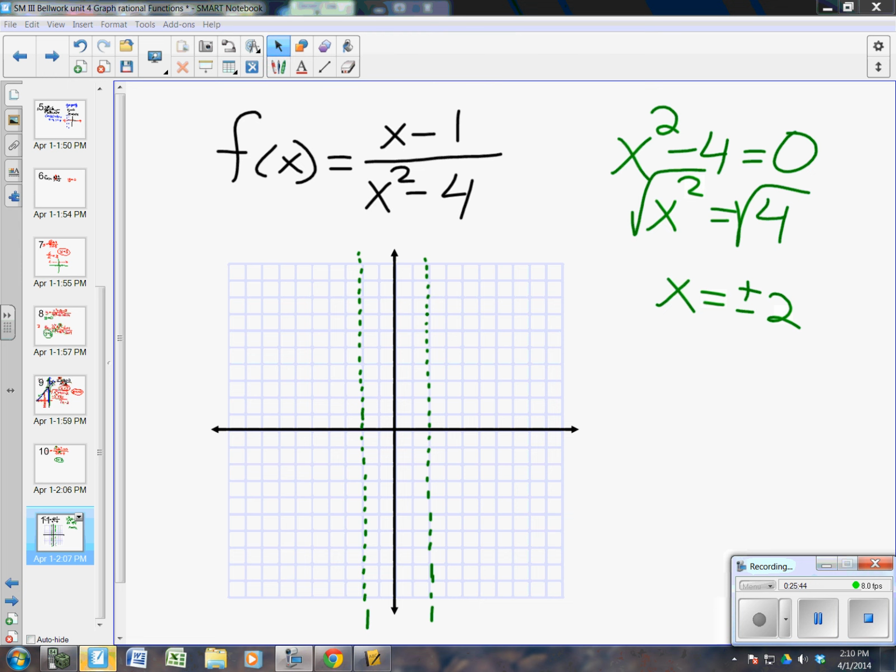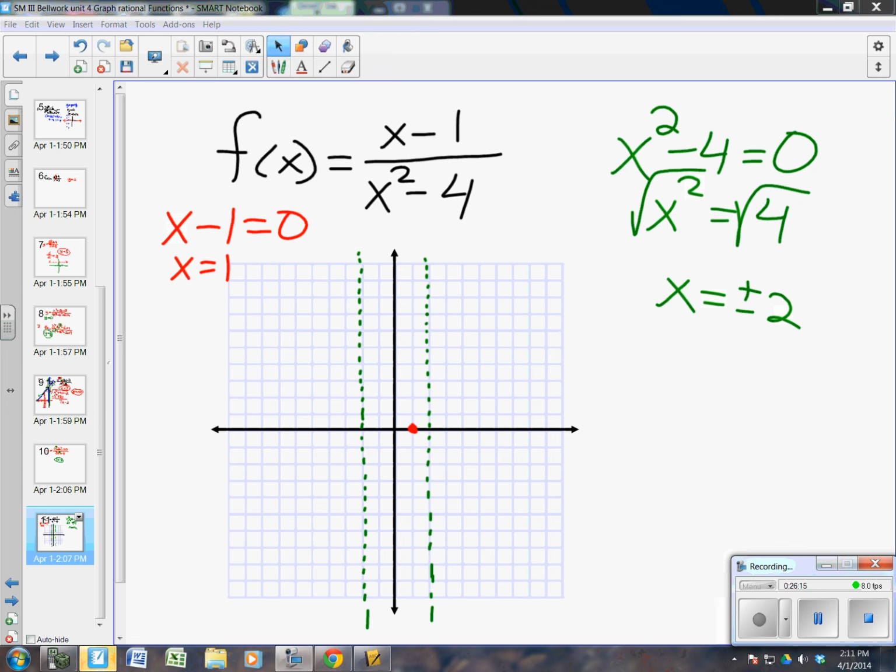Step 2. Locate the x-intercepts by setting the numerator equal to 0 and solving. Mark them on the graph. So what is the numerator right here? x minus 1 is the numerator. What do I get when I solve that equation? So go to 1 on the x-axis and mark the x-intercept.